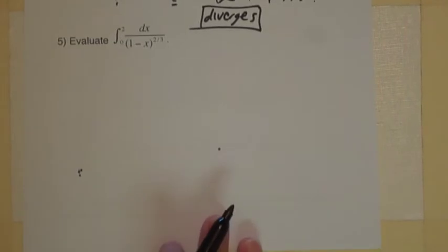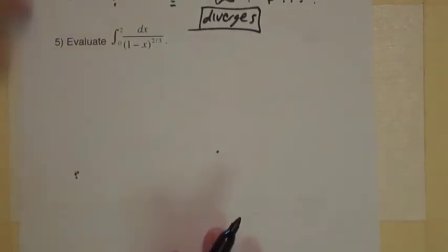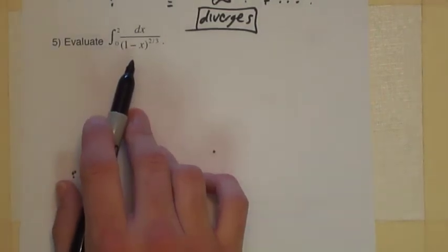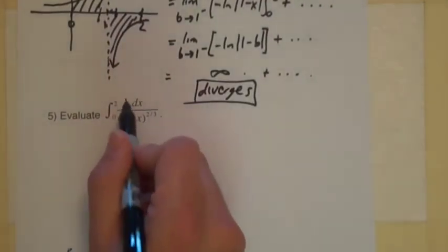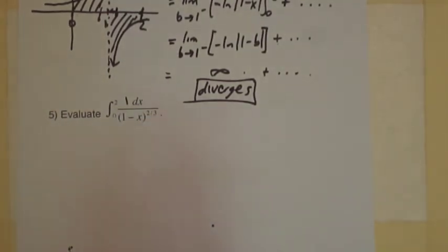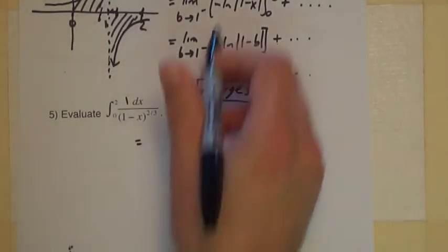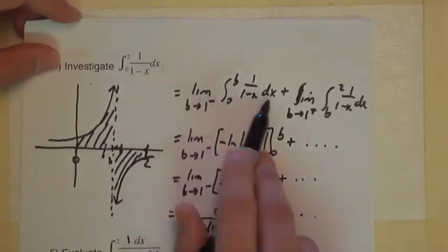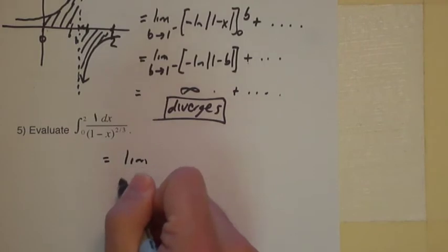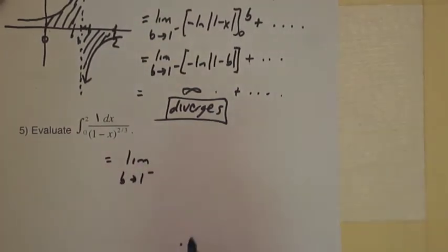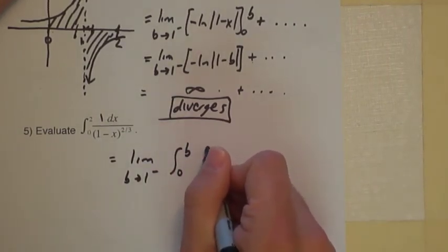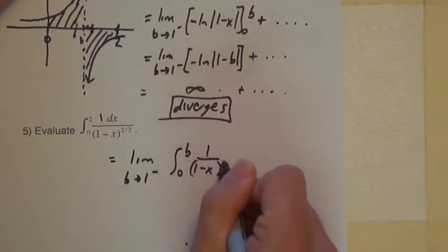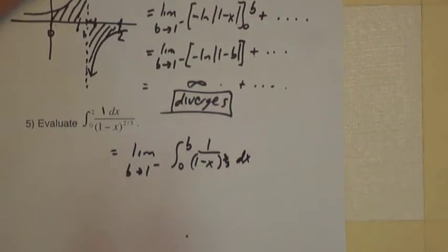Okay, let's just very quickly skim one more example here. The only difference between this example and the previous one is that there's a power of 2/3 in the exponent. So what happens? Well, we're going to have almost the same setup as this. A limit as b approaches 1 from the left of the integral from 0 to b of 1 over (1 minus x) to the 2/3 dx.